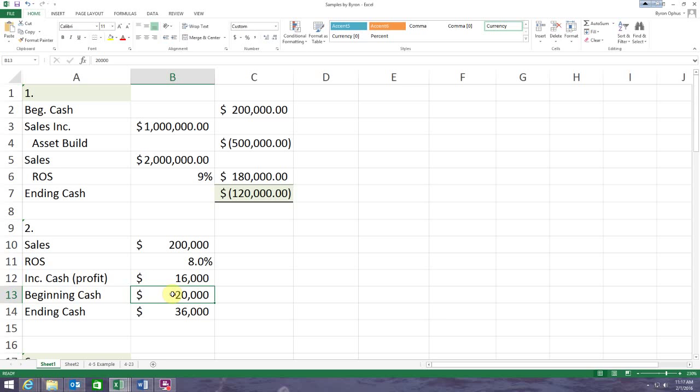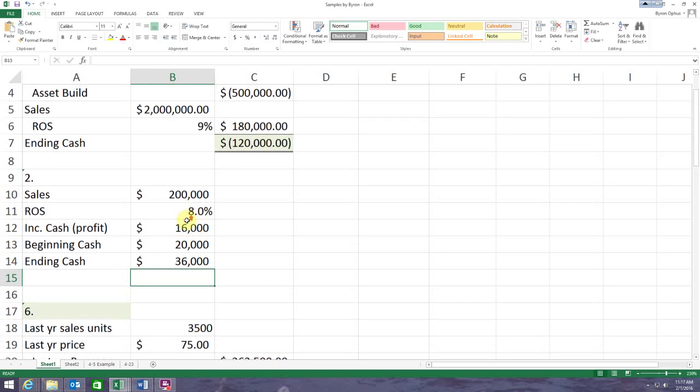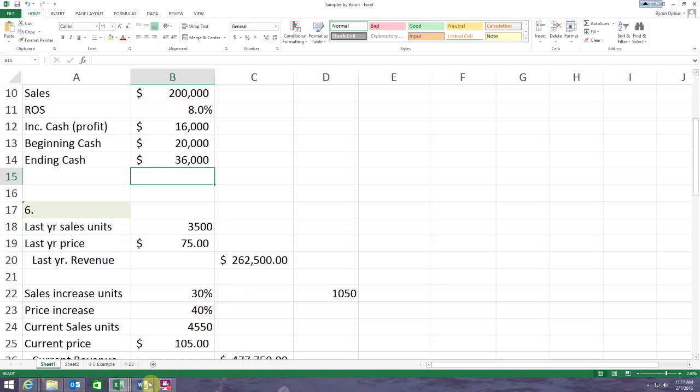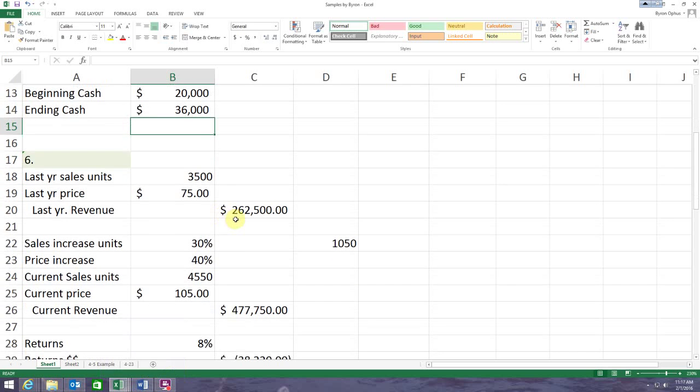My beginning cash was $20,000 in my example. Of course, your guys' is different. Your guys' is $150,000, and then I simply have to add these two to get what my ending cash will be. So a little different story. I'm going to be improving cash in that case. Okay, moving on. You guys have 7, so I think I did 6.